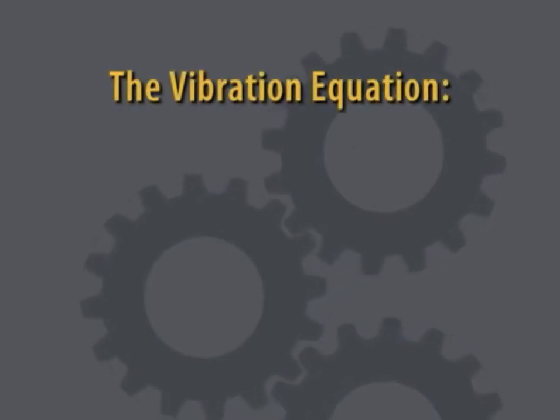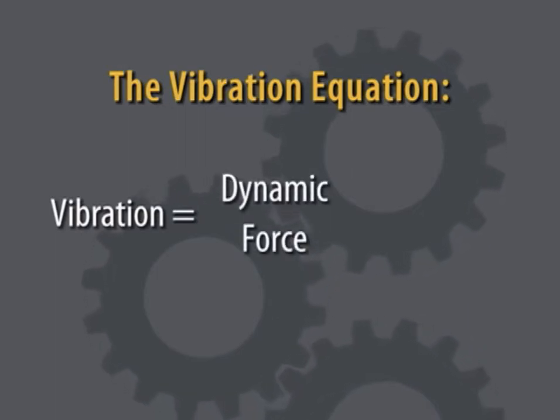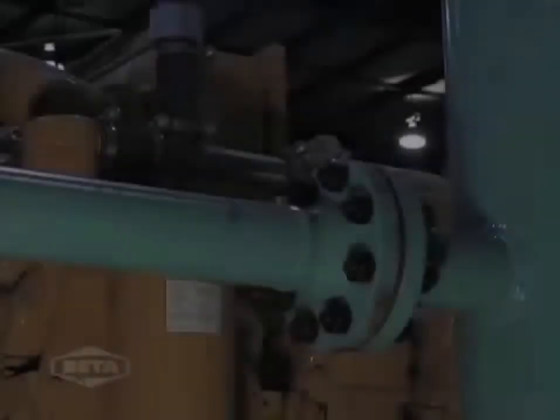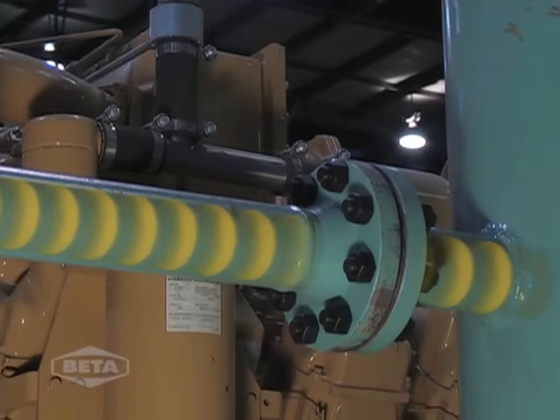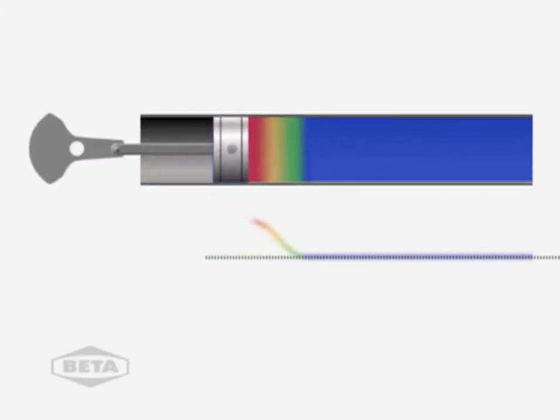These dynamic forces generate vibration as defined in the vibration equation. Vibration equals dynamic forces multiplied by dynamic flexibility. Pulsations are pressure waves created during the reciprocating motion of a compressor piston. Here's a simple example. As a piston moves forward, it pushes the gas or fluid ahead of it, which increases the pressure at the face of the piston. This creates a high pressure area that propagates at the speed of sound throughout the system.